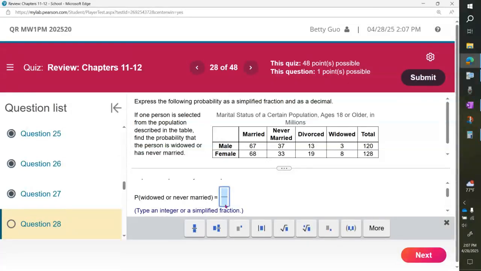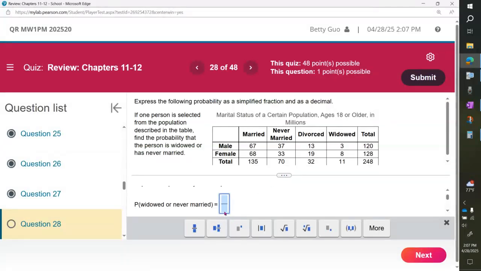Find the probability of getting, so the total number is 248. Among the 248, how many of them are widowed? Widowed, okay, 11, right? Plus the probability of a randomly selected person who has never married, which is right here. Never married is 70. Always single. Never married is 70. Okay. So the result, we are going to use a calculator, right?